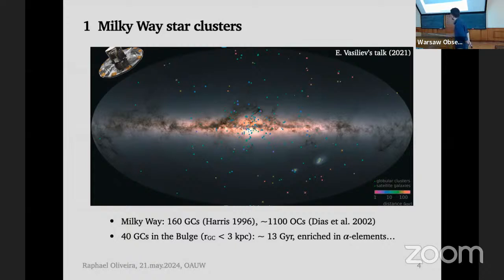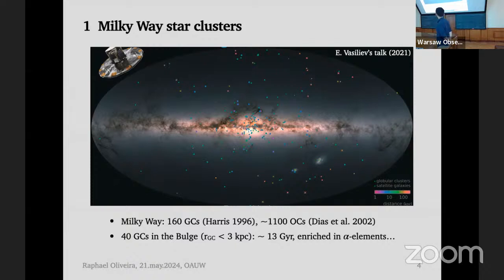The Milky Way has 160 globular clusters, more or less, 1 order of magnitude more open clusters, and 40 globular clusters are in the bulge, which are these blue points here at more or less 8 kiloparsecs. It's always hard to tell which ones are intrinsically in the bulge or are just passing by. We usually use a galactocentric radius, or distance, of less than 3 kiloparsecs, but we can also classify it dynamically from its orbits.